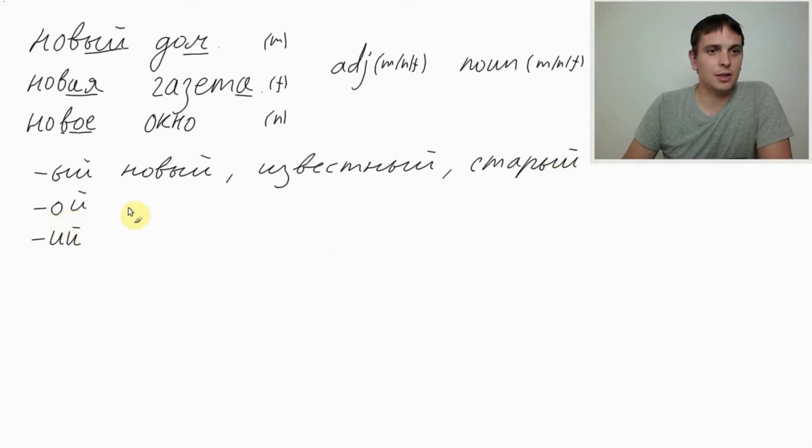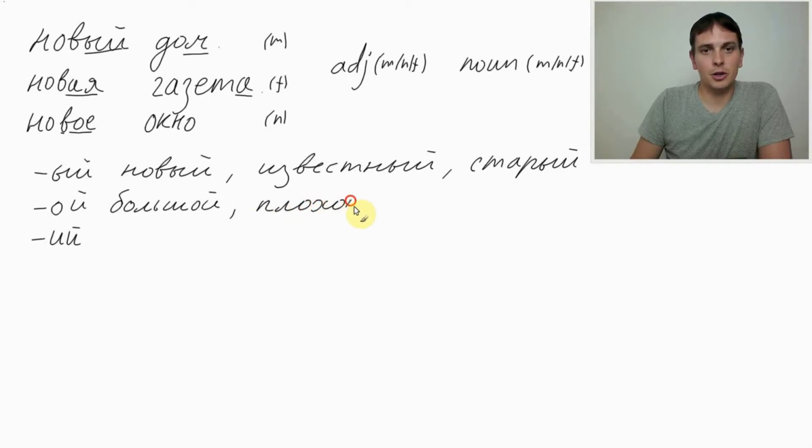Ending ой. Большой. Большой театр, the Grand Theater of Moscow. I suggest you go there. The tickets are expensive, but it's worth it. Большой, big. Ending ой. Then плохой would be bad. Плохой. Do you remember how we say bad? Плохо. And плохой is the adjective, bad.